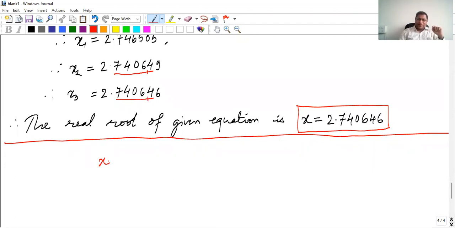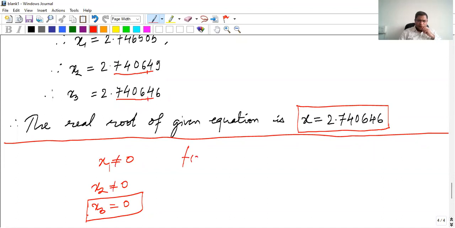So you are saying that x1 is non-zero, x2 is non-zero, and suddenly x3 becomes 0? No, I am saying that suppose f of 2 is equal to 0. So while we are doing the calculations f of 1, f of 2, f of 3, and f of 2 becomes 0, then 2 is the root. If f of 2 is equal to 0, then clearly 2 is the root. We don't need to calculate further.